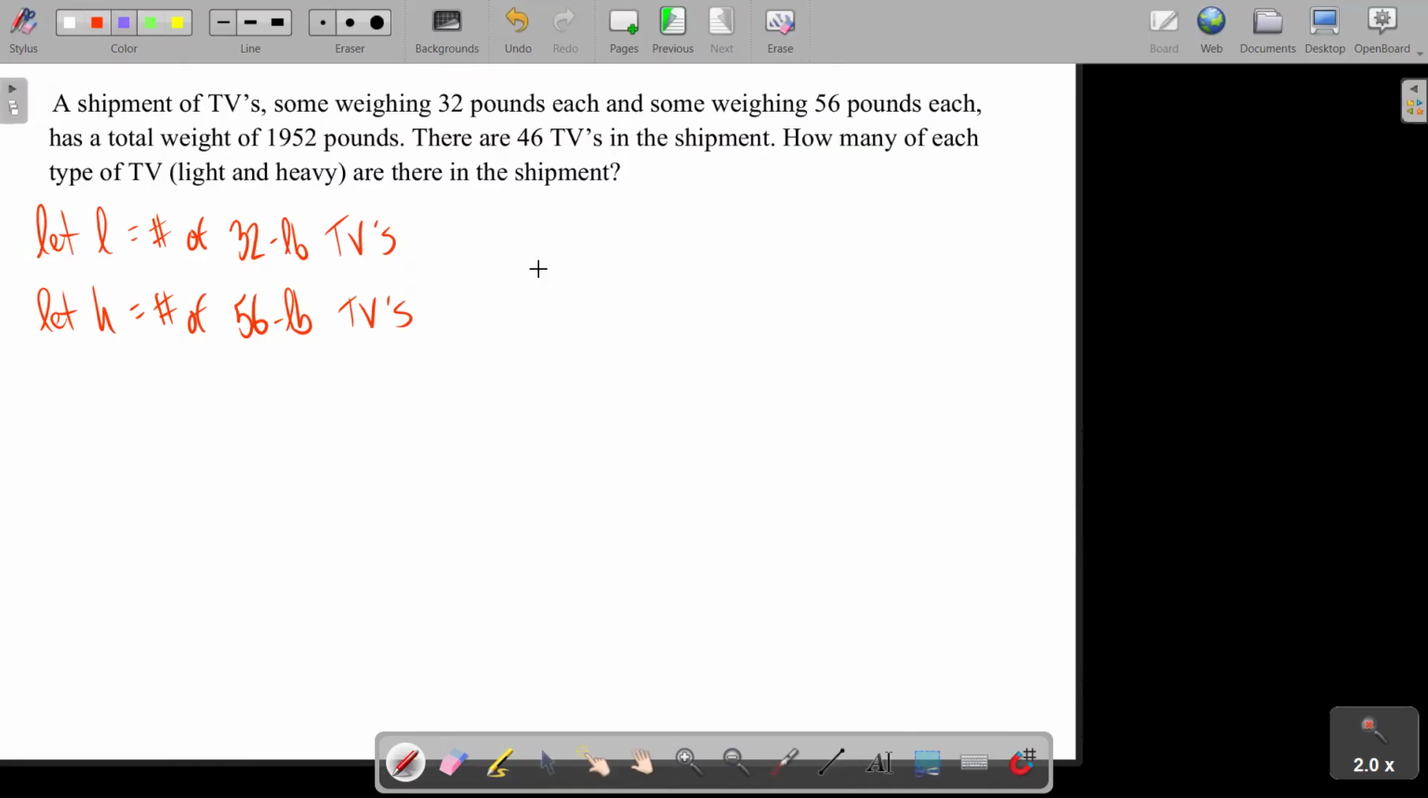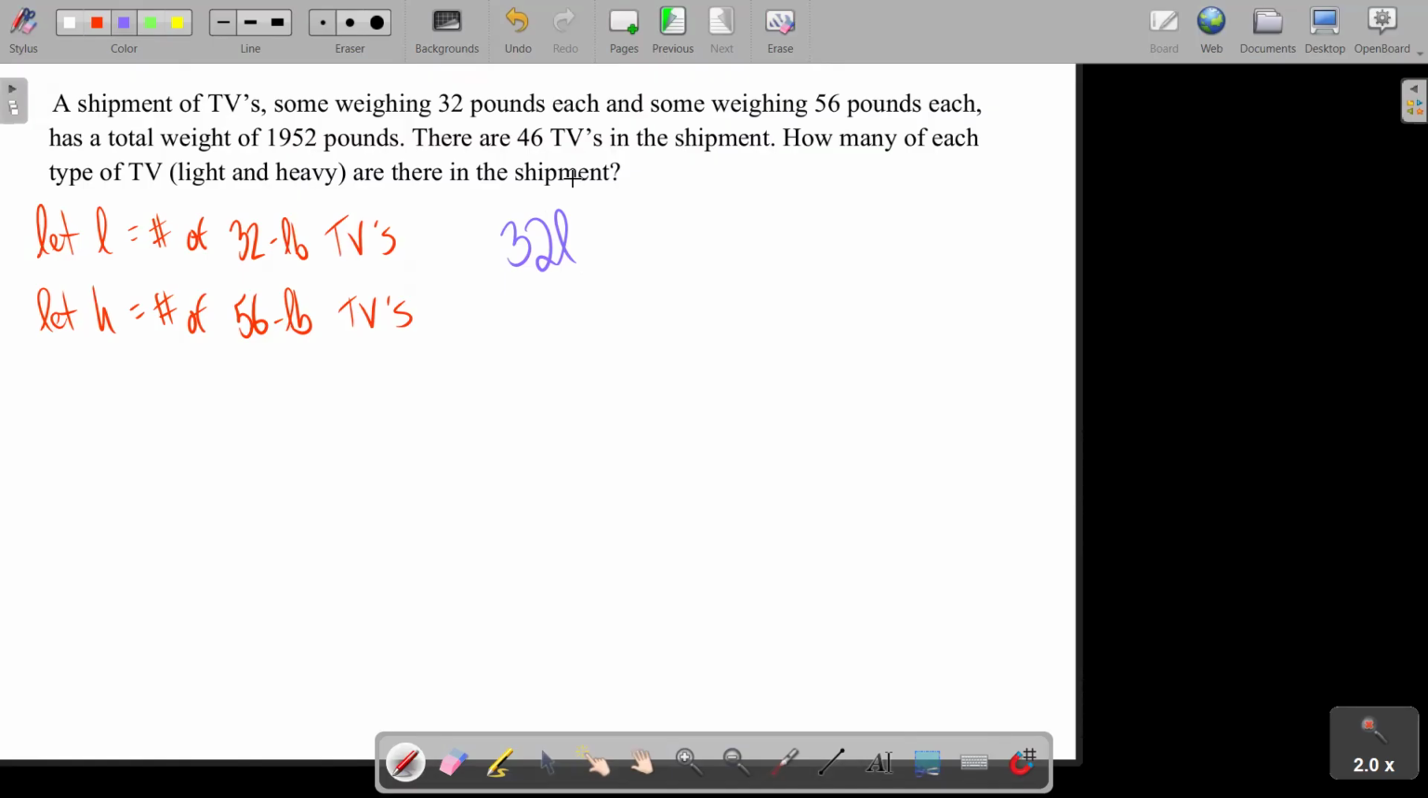Yes. Great job, you guys. So I'm going to write 32L. And I just want to talk about that for a second. What does L stand for? And be more specific. What does L stand for? The number of those TVs in the shipment.